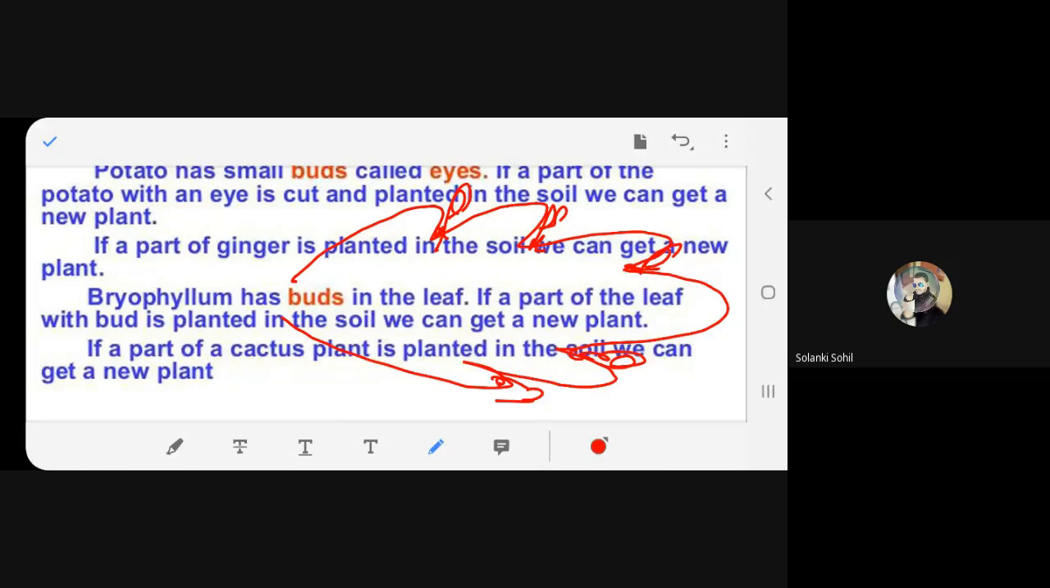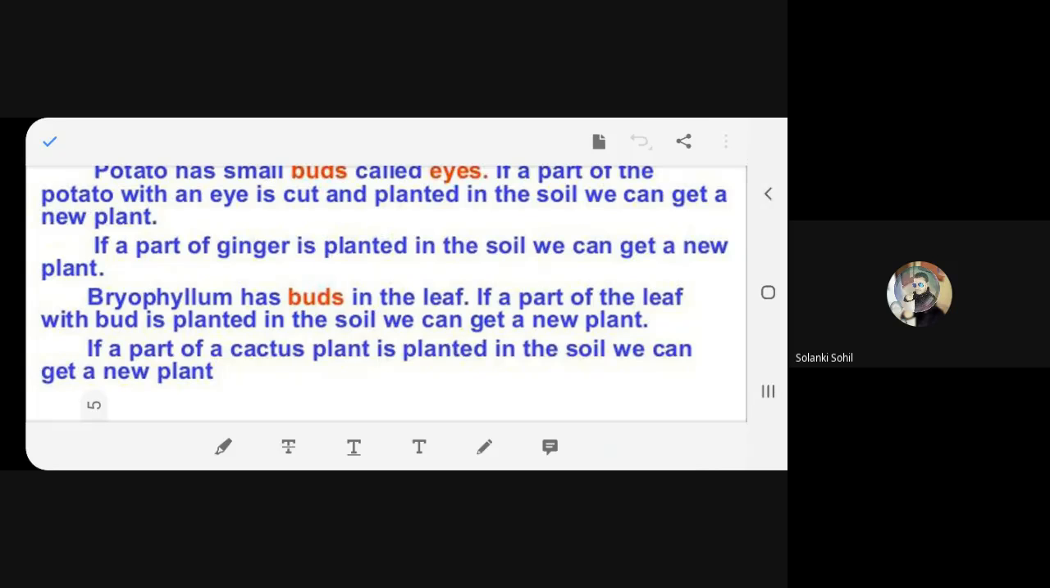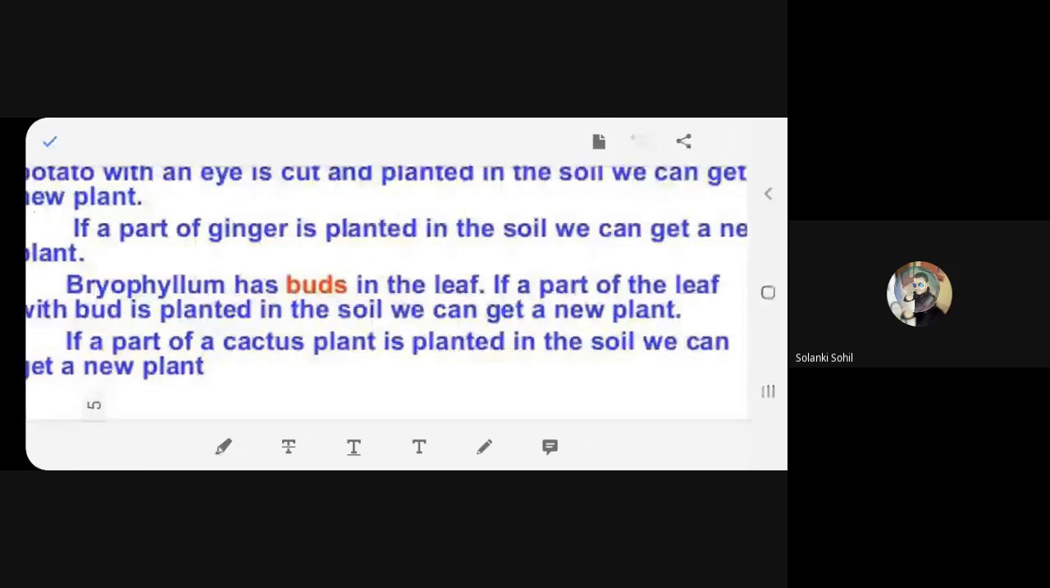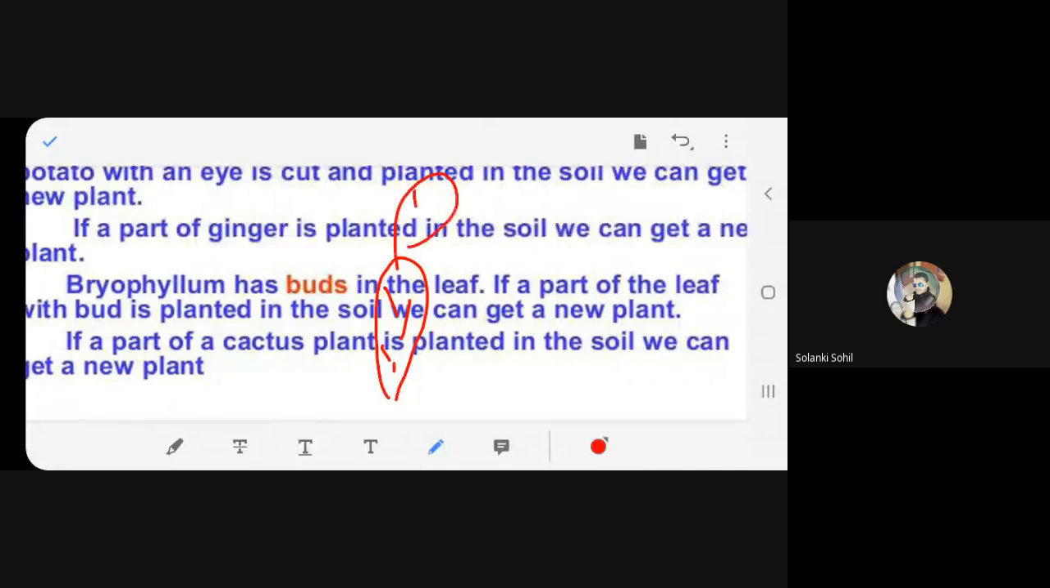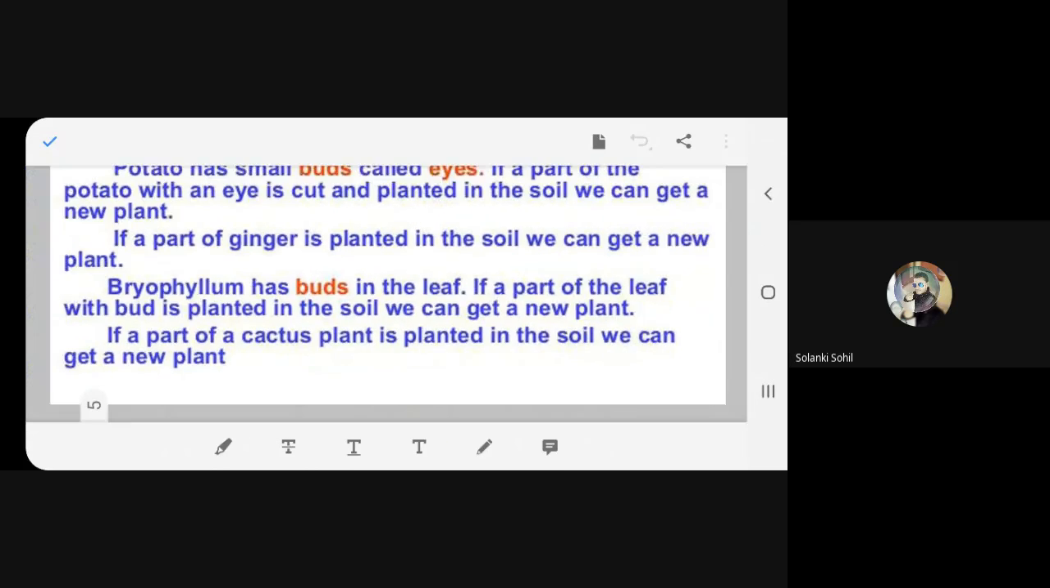If you take a cactus plant, you know what cactus plants are? Thorny plants, cactus, right? These are all cactus plants, thorns. Now, if one portion falls down on the soil, this portion will give rise to a new plant altogether. These are the means of vegetative propagation. Now we'll see how it looks.